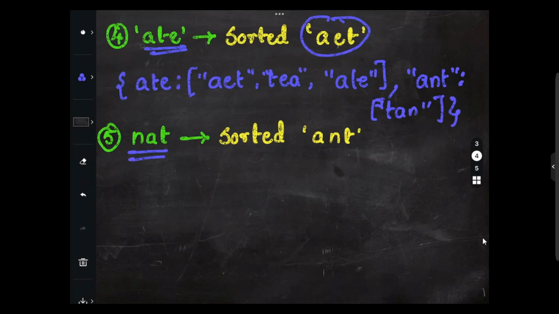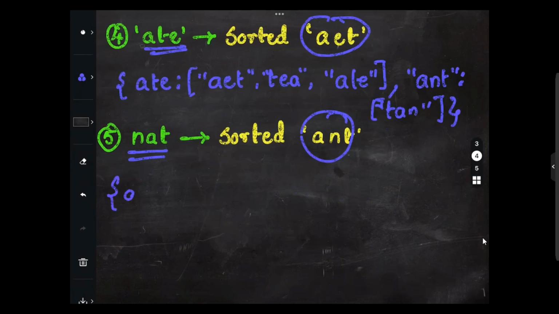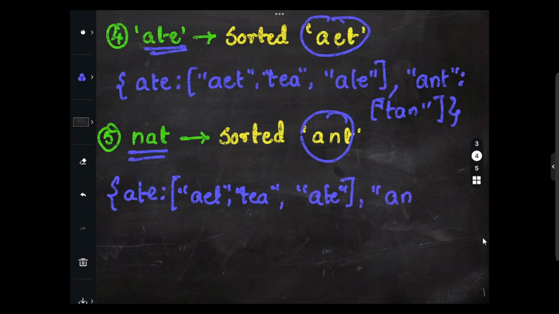In this case, when we sort this one, we get ant, and we already have the same sorted key ant here, right? So I'll just write the same thing here. AET remains the same, with EAT, TEA, ATE. For the key ant, we have the word tan, and we will be pushing nat as well, right? When we sort, we got the same key, so we are pushing it to the same array. This is fine.